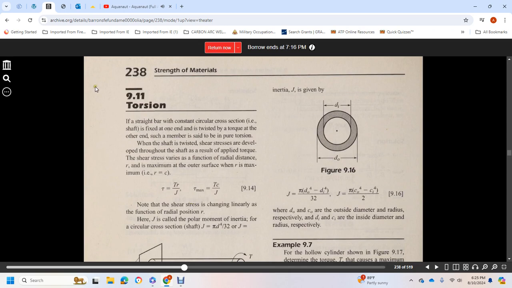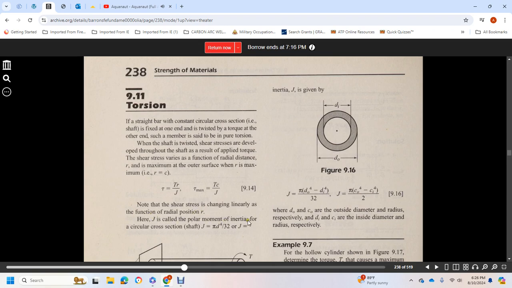9.11 Torsion. If a straight bar with a constant circular cross section is fixed at one end and a torque is applied at the other end, the member is said to be in pure torsion. When the shaft is twisted, shear stress develops throughout the shaft as a result of the applied torque. The shear stress varies with the radial distance r, with a maximum at the outer surface, where r equals c. So tau max equals T c over J, where J is the polar moment of inertia. Note that the shear stress changes linearly with the radial position r.